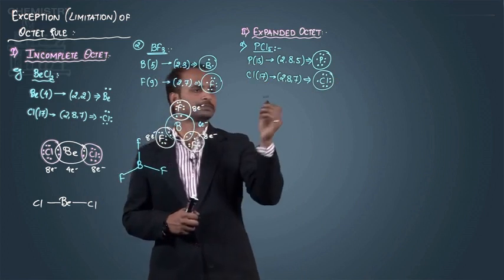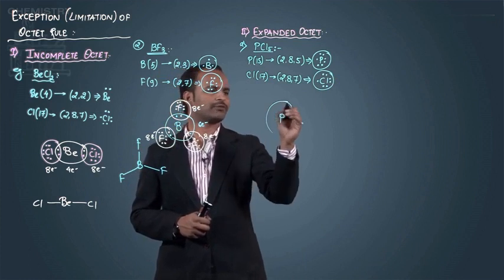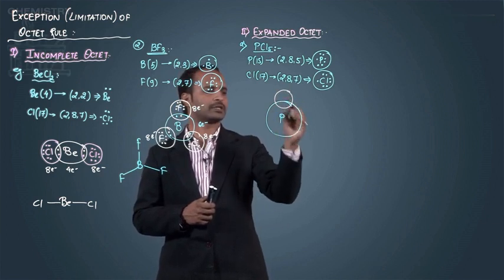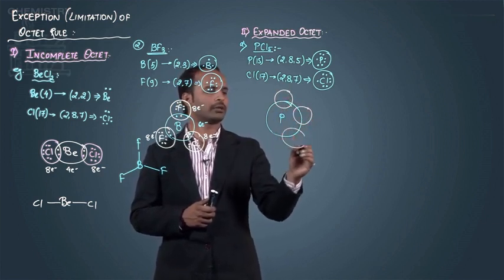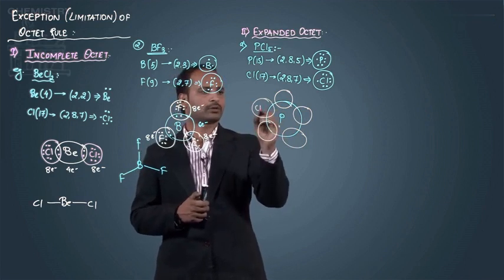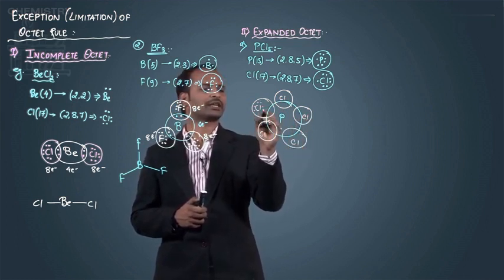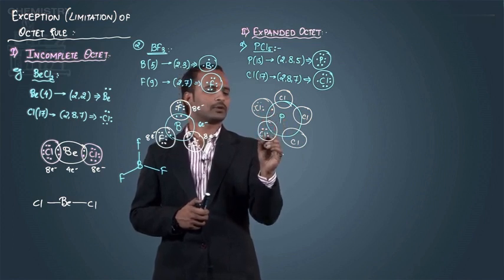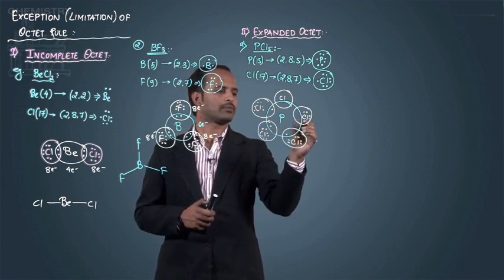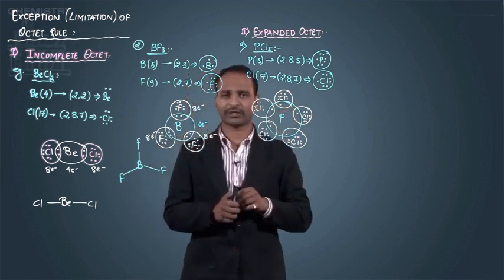Now they will form a bond. So phosphorus will be at the center, surrounded by the 5 chlorine atoms. One chlorine will be here, the second chlorine, third chlorine, fourth chlorine, and ultimately the fifth chlorine. Each chlorine has 7 electrons, so 1 will be shared. So each chlorine will now have 3 lone pairs and 1 shared electron pair.